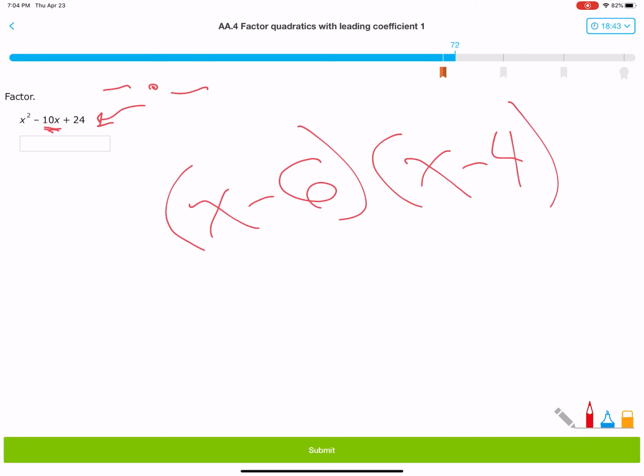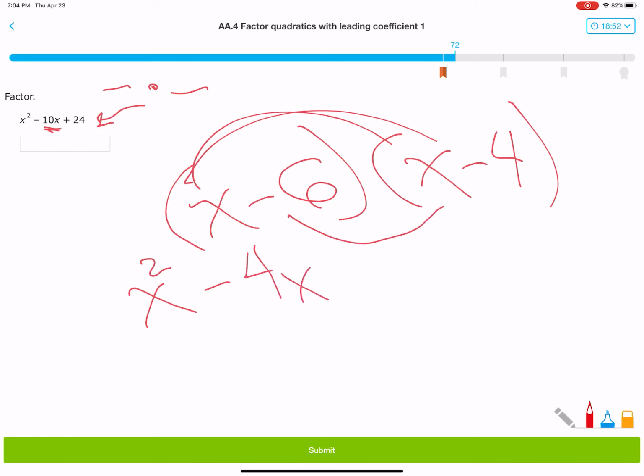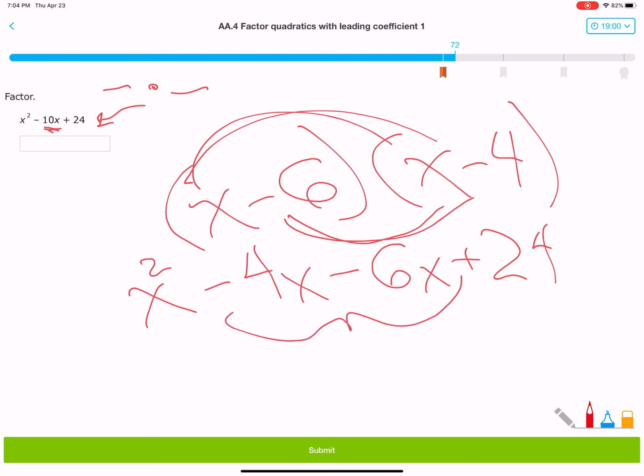And if I check this quickly, because we did this fast, x times x is x squared. x times negative 4 is negative 4x. Negative 6 times x is negative 6x. Negative 6 times negative 4 is positive 24. And my two middle terms, negative 6 and negative 4, give me the negative 10 I'm looking for.